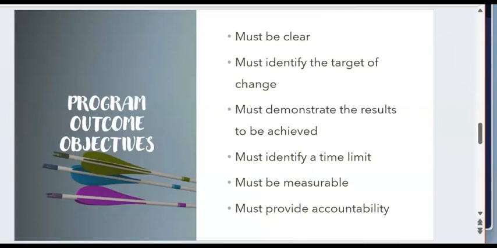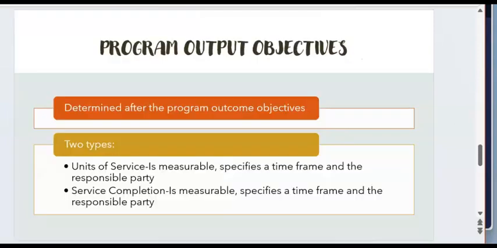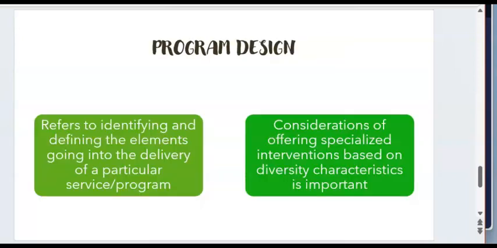Program outcome objectives must be clear. They must identify the target of change. They must demonstrate the results to be achieved, must identify a time limit, must be measurable, and must provide accountability. Program output objectives are determined after the program outcome objectives, and there are two types. Units of service are measurable, specify a time frame and the responsible party, as do service completion output objectives.